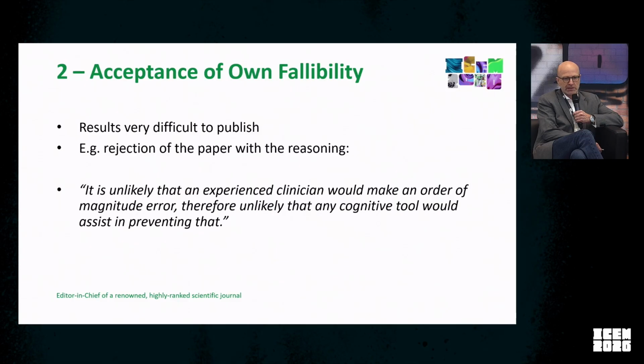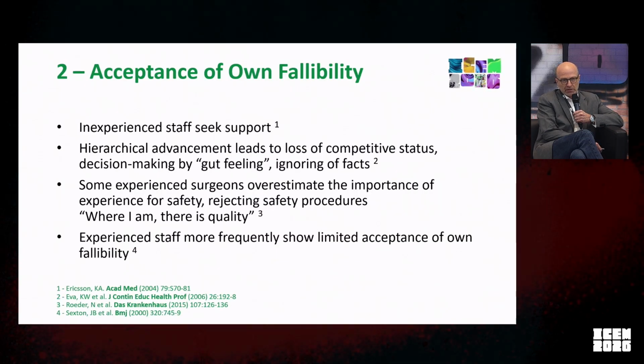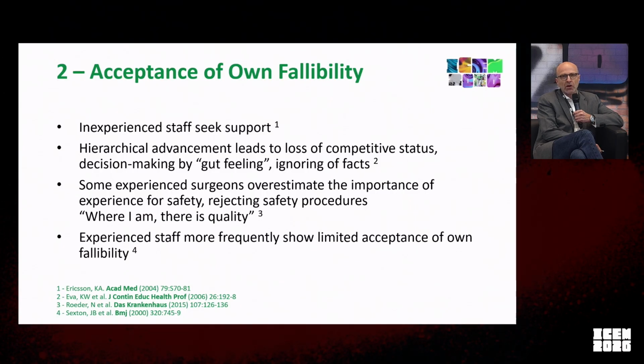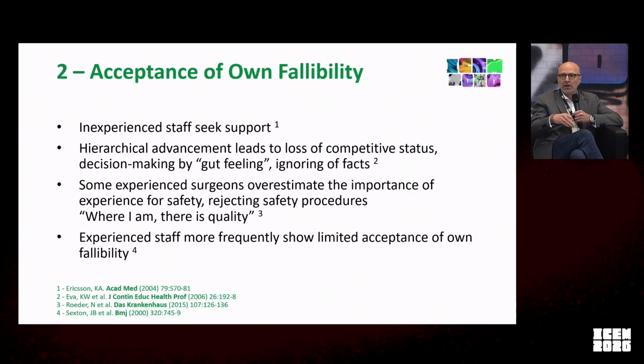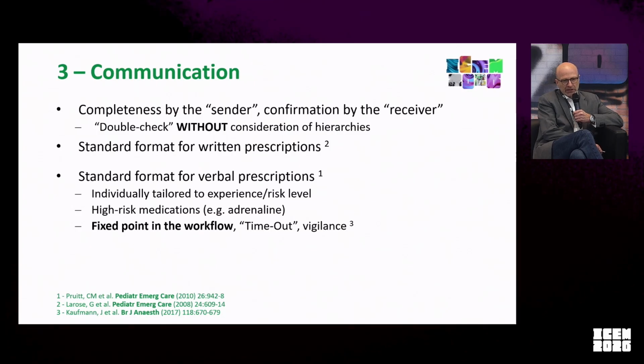It's an original citation. So the acceptance of fallibility is really an important issue, and there's a lot of evidence that seniority and hierarchy can decrease the acceptance of fallibility. The last thing is the communication.